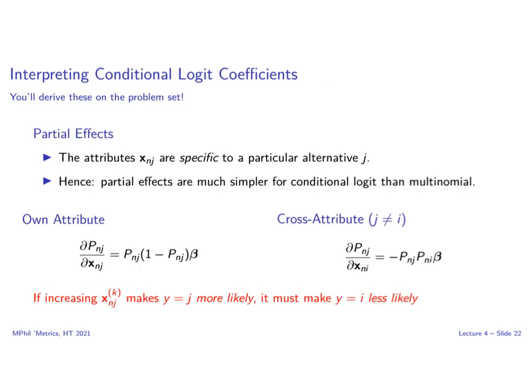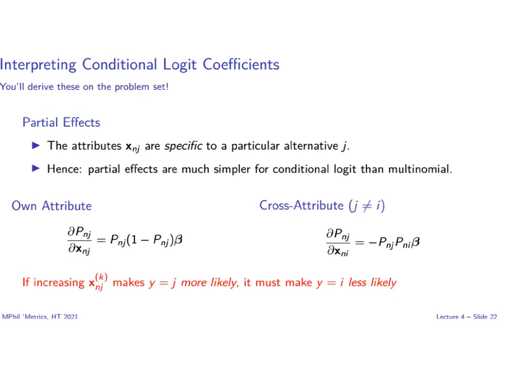Because all of the attributes in a conditional logit model are specific to a particular alternative, it's much easier to work out partial effects for this model compared to the multinomial logit. On your problem set, you'll show that the own attribute effects for alternative j are given by p n j times 1 minus p n j times beta, while the cross attribute effects of the attributes for alternative i on the choice probability for alternative j are given by negative p n j times p n i times beta, where j is not equal to i.